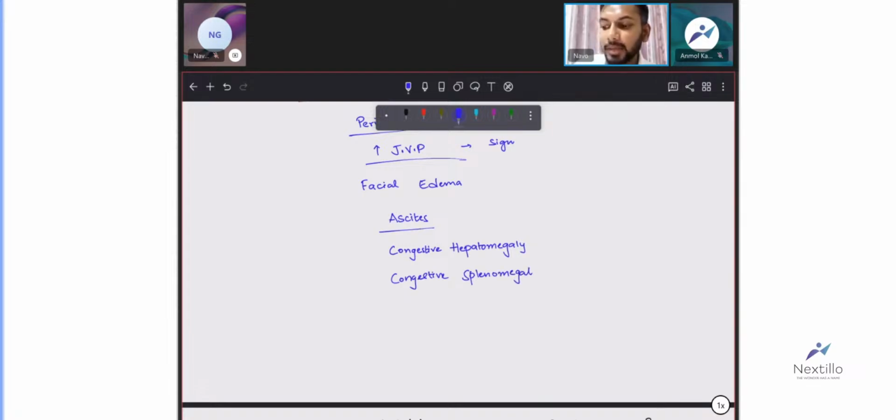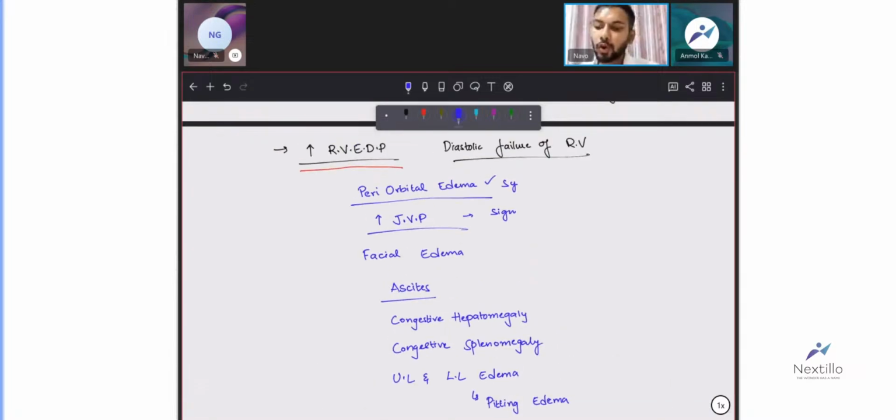And if the blood is being pulled back into the limbs, what will it cause? It will cause upper limb and lower limb edema. And when you palpate this edema, it will pit, so it is known as pitting edema. So all of these are seen when the person is having a left ventricular failure.